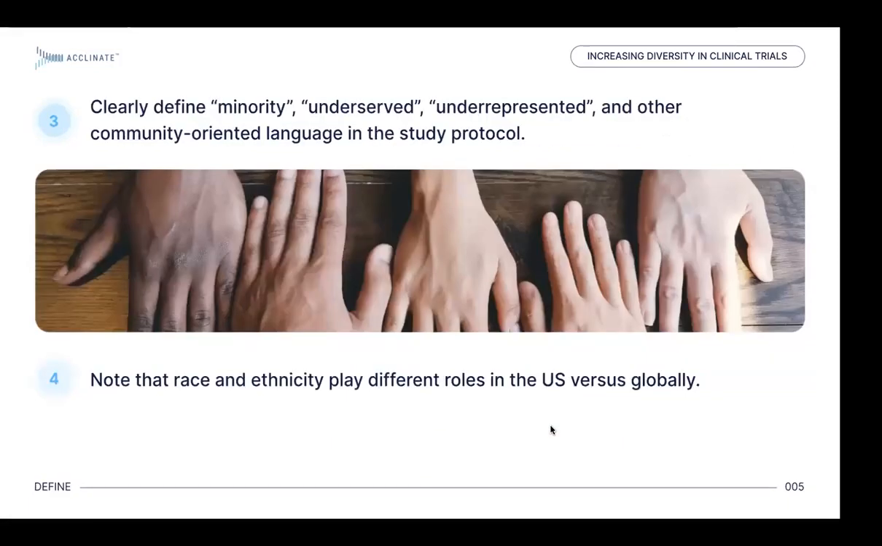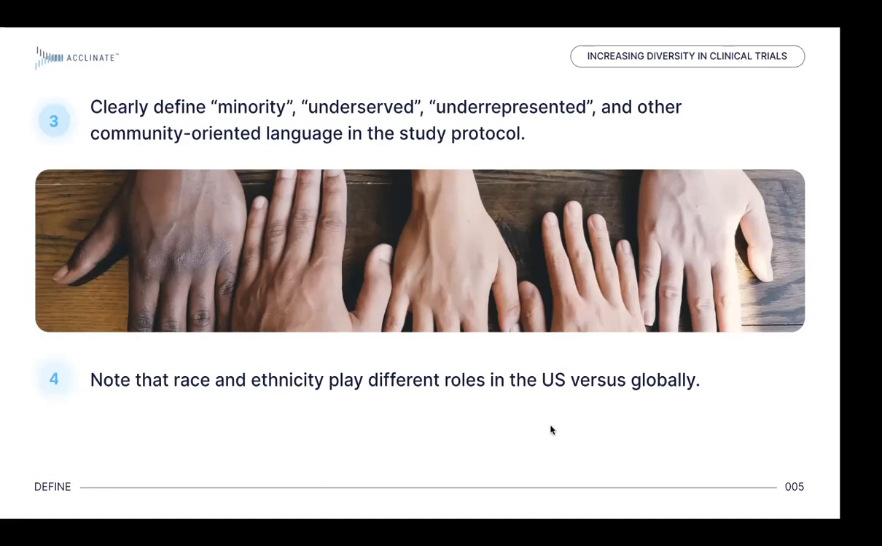Okay. Best practice number 3. This is a good one. Clearly define minority, underserved, underrepresented, and other community-oriented language in your study protocol. Shayla and I could have a whole separate discourse on whether these are even the proper terms socially to describe those who've been historically excluded from clinical trials, but that is a conversation for another webinar. The point is that you really need to be clear and consistent about the populations you're trying to reach, and everyone touching that study needs to understand that as well.